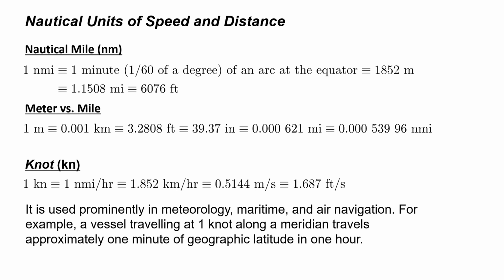And the third is the knot. Knot is a unit of speed. So 1 knot is 1 nautical mile per hour. We need to get familiar with this nautical mile and knot. And for 1 knot, we usually use this conversion, 0.5144 meter per second. Usually we should remember this conversion, 1 knot to meter per second.